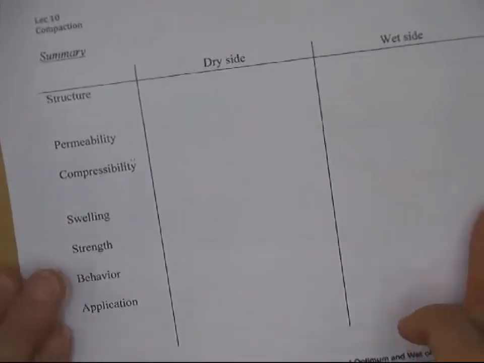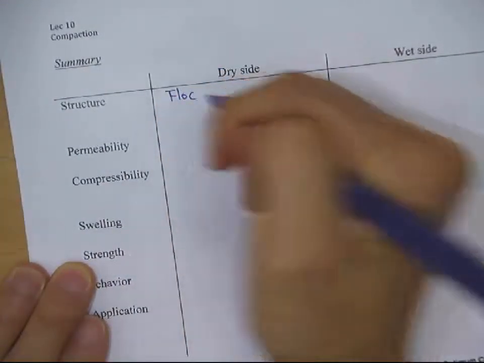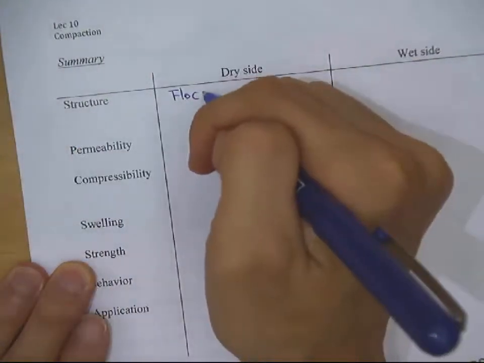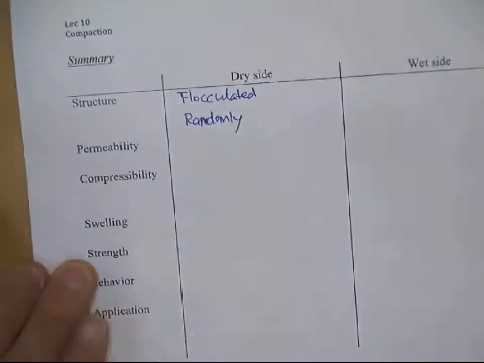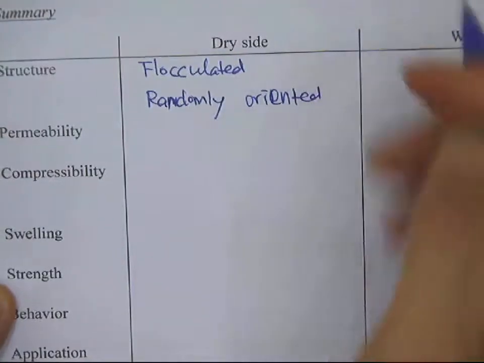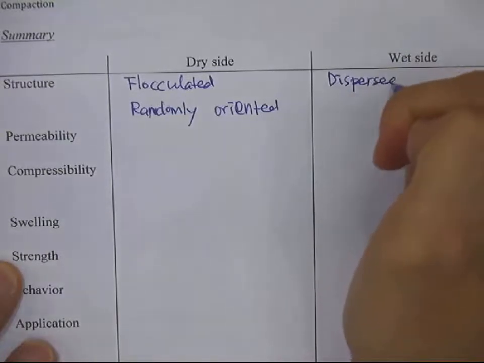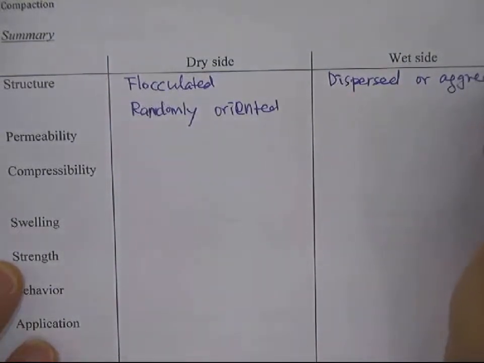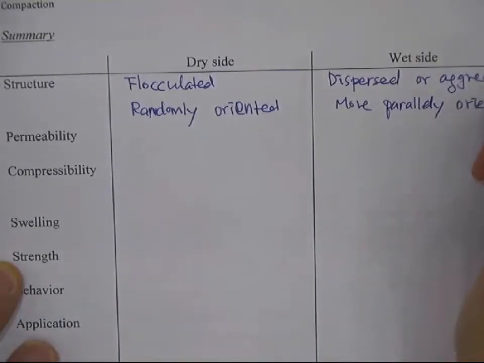In summary, this is the summary table. I think we can go very quickly. We are running out of time. If you compact the dry side, the structure will be more flocculated or randomly oriented. And here, if you compact the wet side, it is dispersed or aggregated and more parallelly oriented.